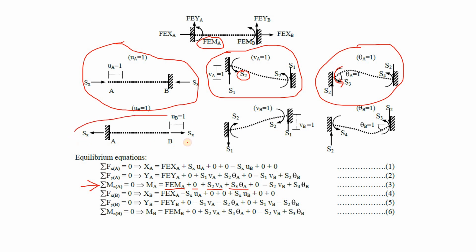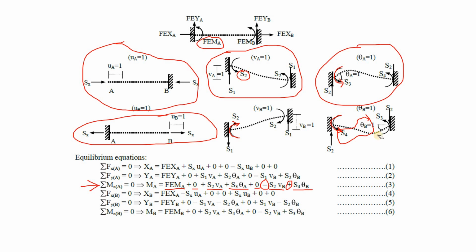Right after that, in this figure there are no rotations, so the rotation is 0. In this figure we have a rotation which is clockwise, meaning it is going to be minus. We have a minus here, and the rotation is S2 into VB. So we have S2 into VB. Right after that, here at the A joint we have an anti-clockwise rotation, which, since it is anti-clockwise, is going to be positive, and it is S4 into theta B. So we have S4 into theta B.